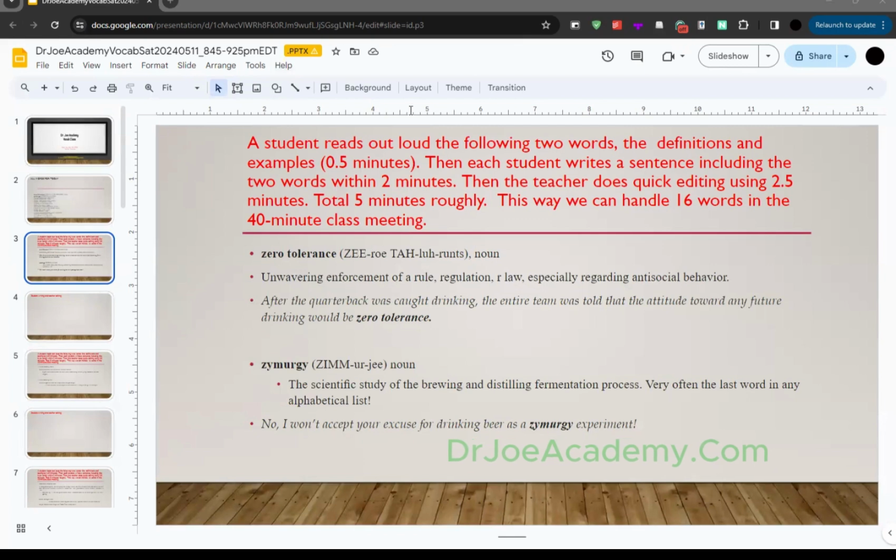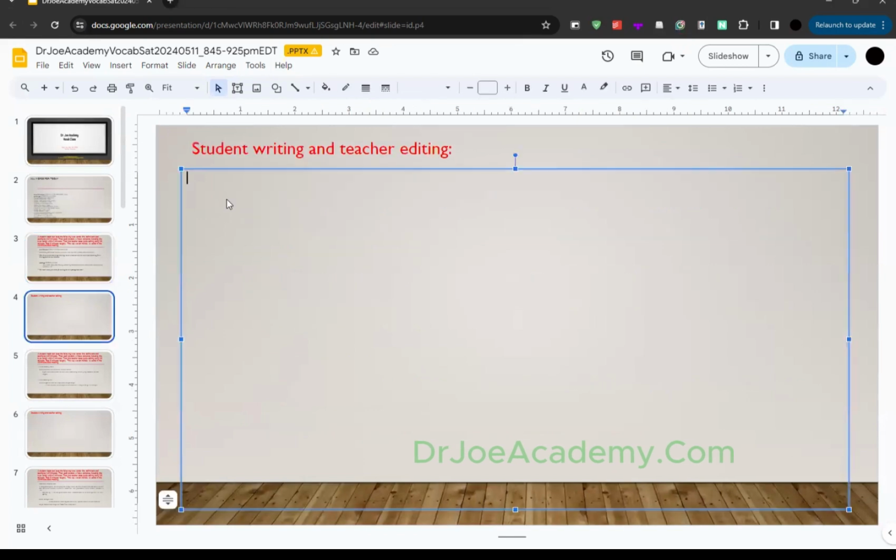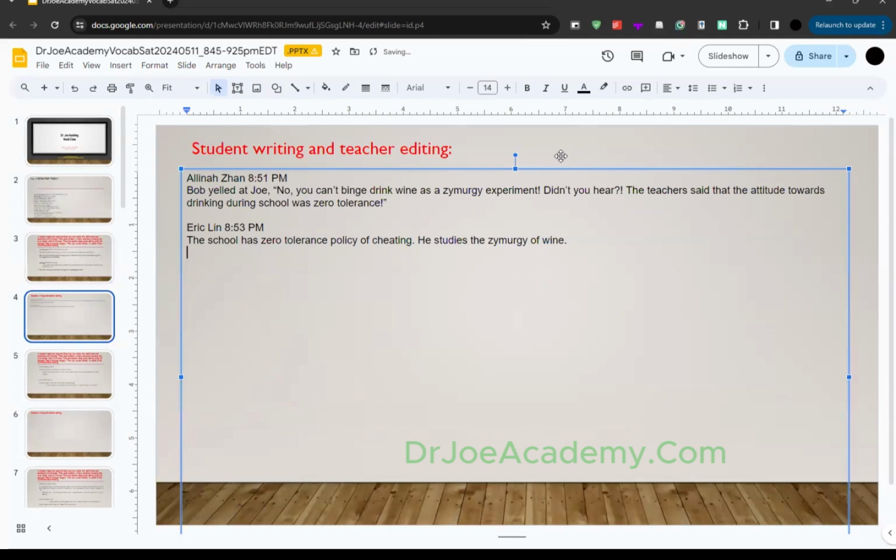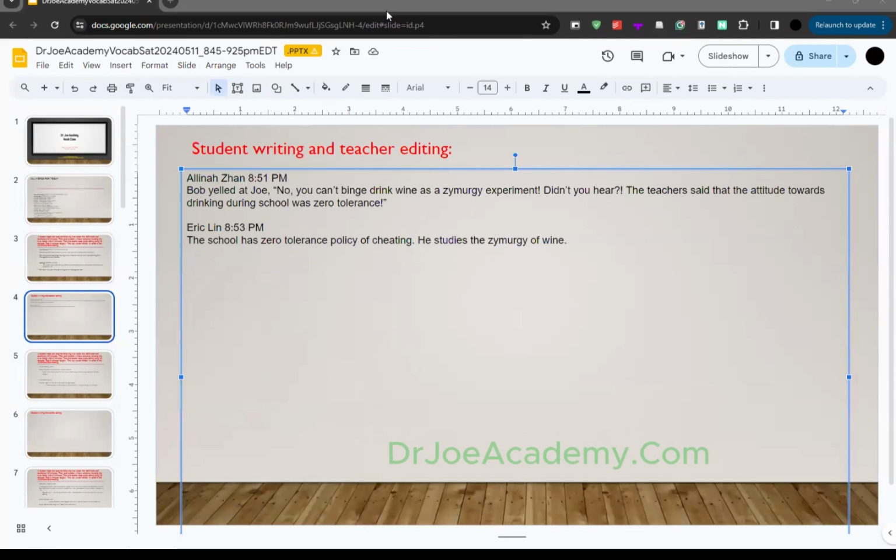Okay, so we're going to start taking up the sentences that I have here. If you're not done writing, you can continue writing while we are taking it up. So, Alina, do you want to go ahead and start and read your sentence?